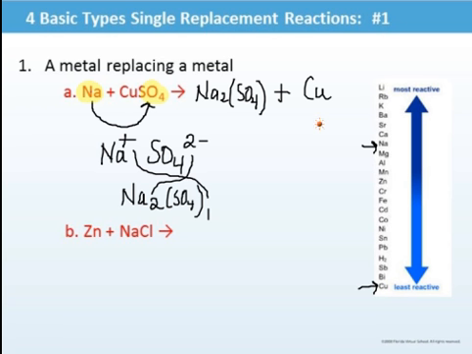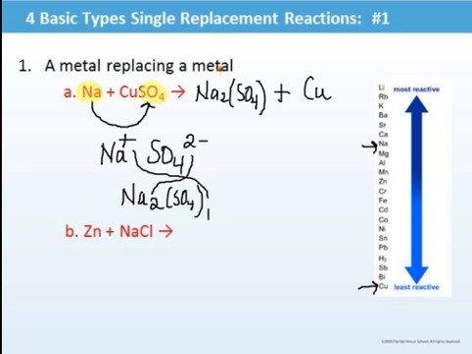Okay, so single replacement reaction is when we have an element combining with an ionic compound. That's how you know it's a single replacement reaction. Here's an element by itself reacting with an ionic compound here. That's a metal replacing a metal.